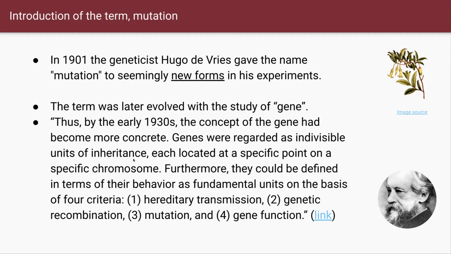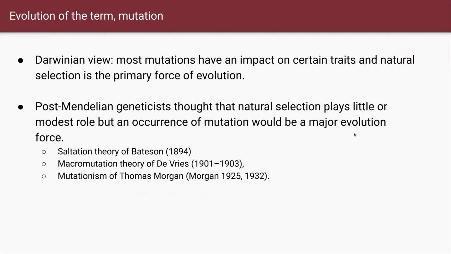So people thought that genes on certain chromosomes might explain evolution and this mutation situation, right? They thought that genes can be defined in terms of a few aspects: first, hereditary transmission, then genetic recombination, mutation, and gene function, right? Later, people still supported Charles Darwin's idea, and collectively we call them Darwinians, right?